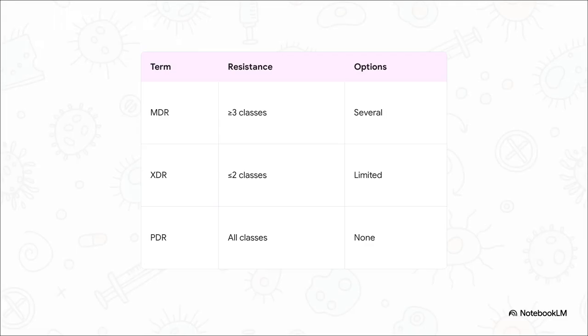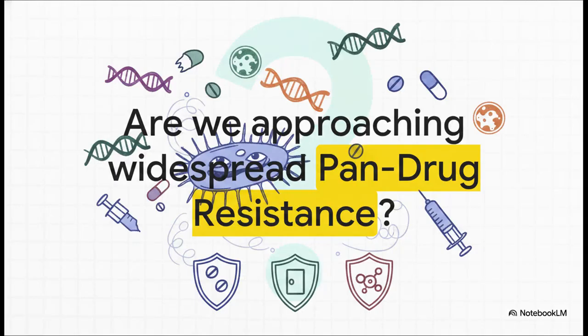We categorize this resistance severity into 3 clinical tiers. MDR is multi-drug resistant, meaning the bug is resistant to 3 or more antibiotic classes, but several options still remain. XDR is extensively drug resistant. Here, the bug remains susceptible to only 2 or fewer classes, leaving us with very limited, often highly toxic options. And finally, PDR. This stands for pan-drug resistant. This is the catastrophic scenario where the isolate is resistant to absolutely all available antibiotic classes, leaving us with essentially 0 targeted treatment options. So what does this all mean?